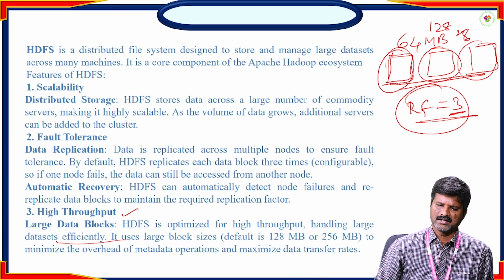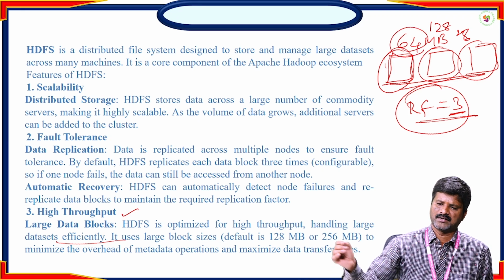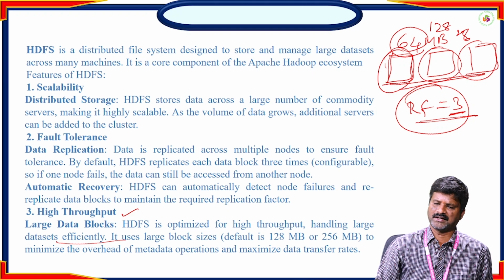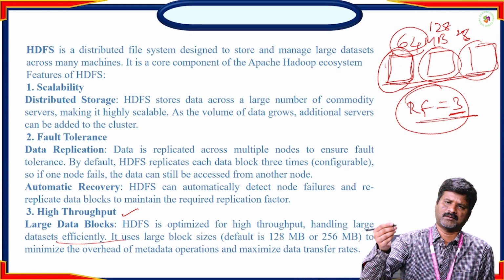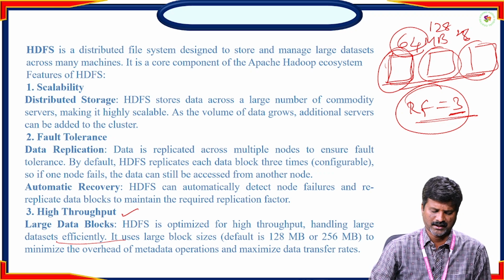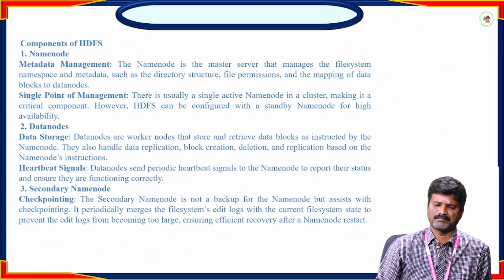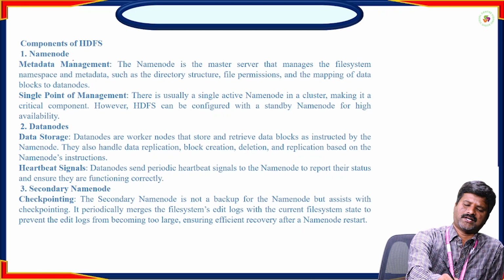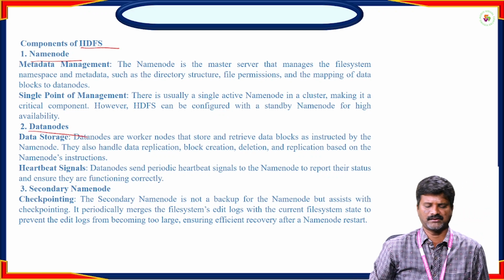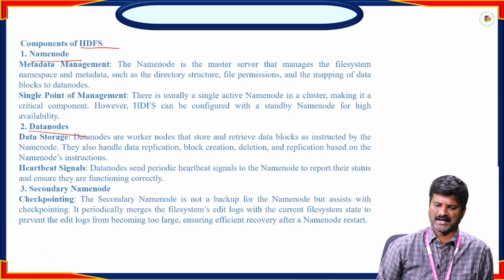If you are taking a smaller block size, then the number of blocks will increase. You need to maintain metadata about each and every block in your name node. So that is the overhead on the name node. And these are the major components of your HDFS, the name node and data node. These are also called daemons with respect to Hadoop Distributed File System.